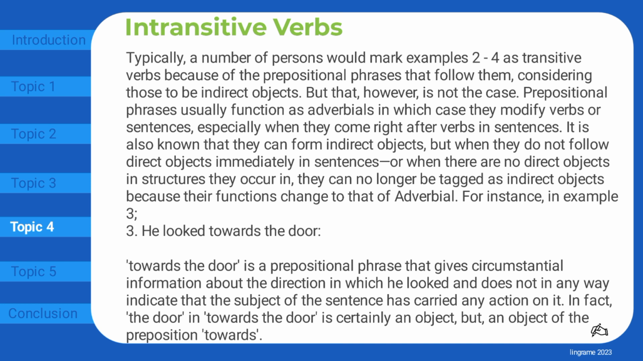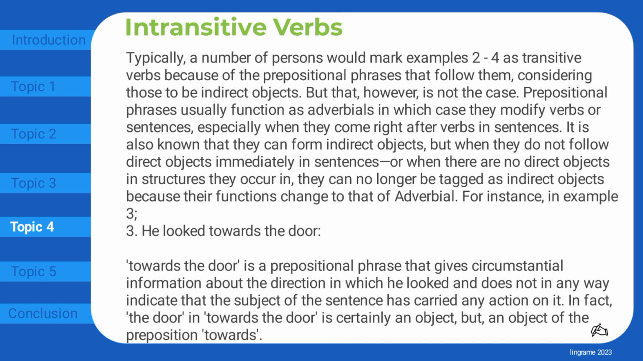Prepositional phrases usually function as adverbials, in which case they modify verbs or sentences, especially when they come right after verbs in sentences. It is also known that they can form indirect objects. But when they do not follow direct objects immediately in sentences, or when there are no direct objects in the structures they occur in, they can no longer be tagged as indirect objects because their functions change to that of adverbial.